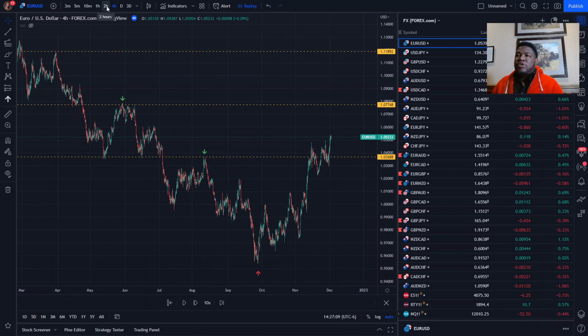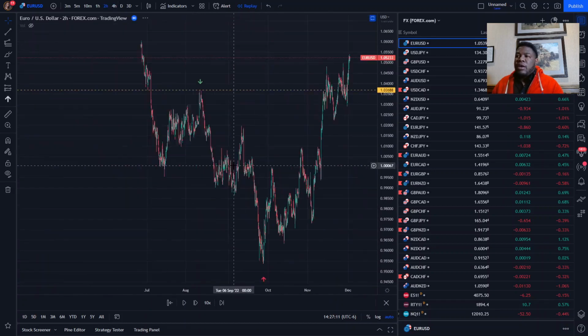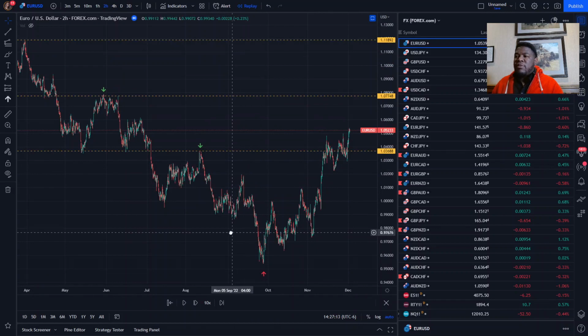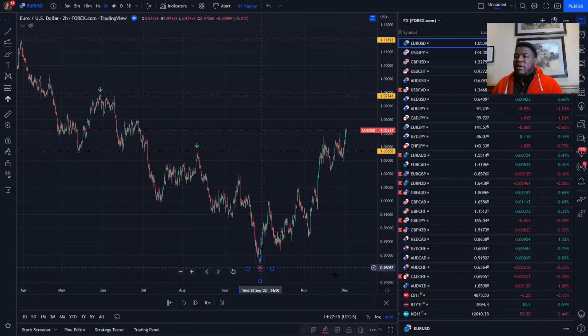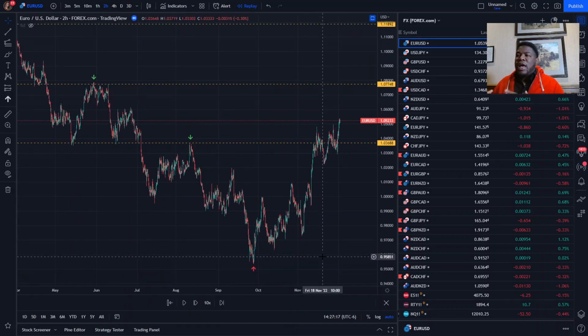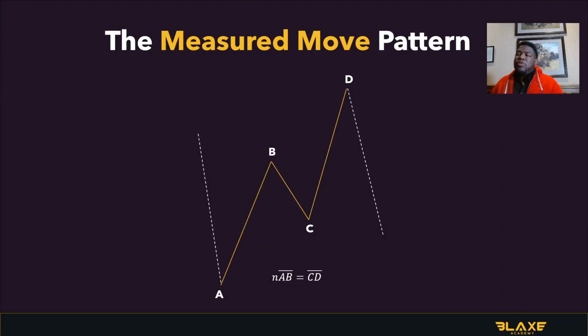But I think I'll come down in time. Instead of going to this 4-hour chart, I'll come down to a 2-hour chart. And as I thought, I start to see my patterns a lot more clearly here. One of the basic patterns, I call it the most important of all chart patterns, is the measured move. The measured move is the fundamental and most basic technical pattern that we teach our students at Blaxe Academy.